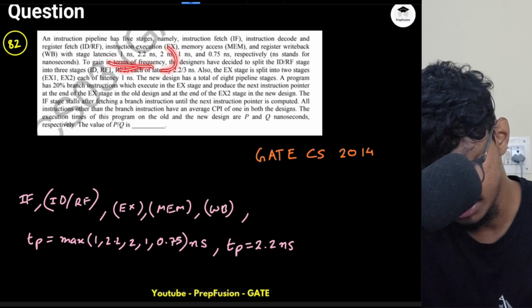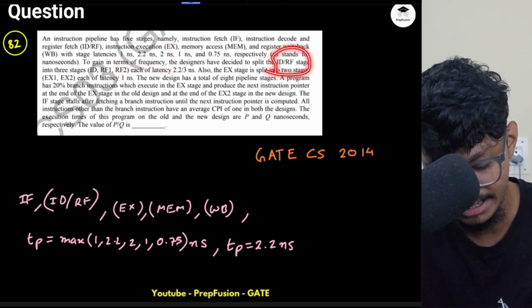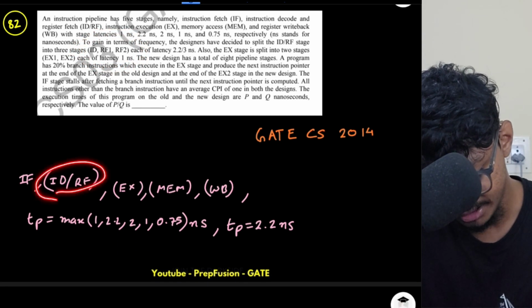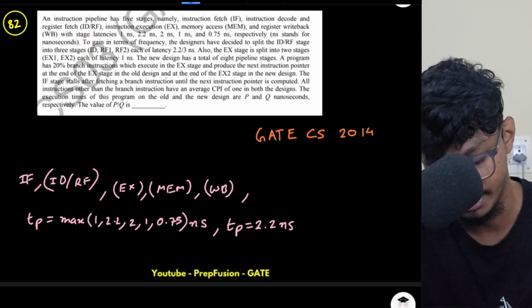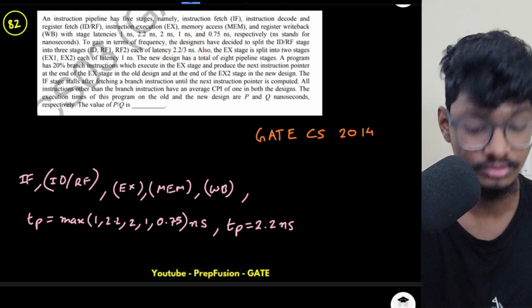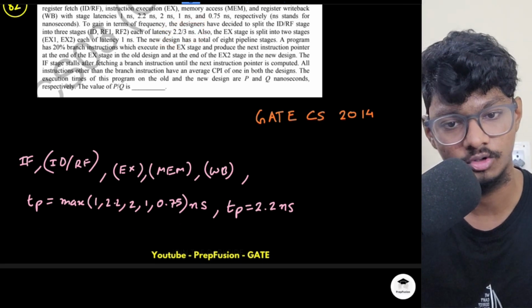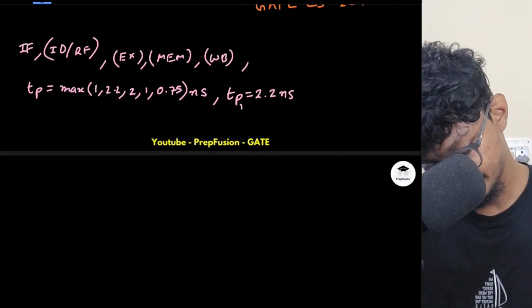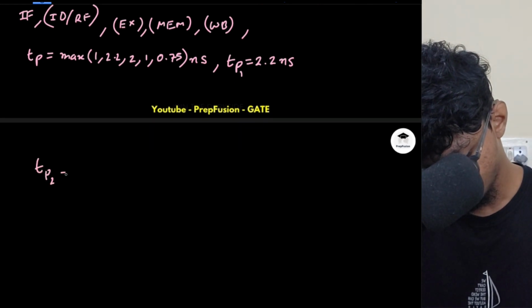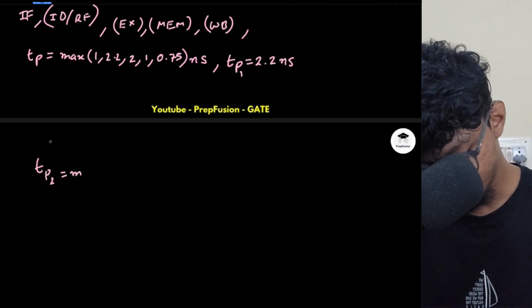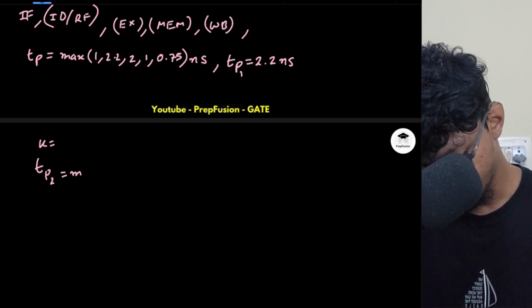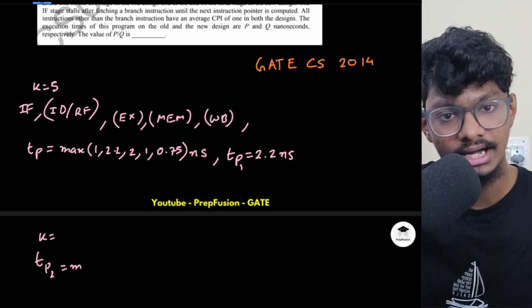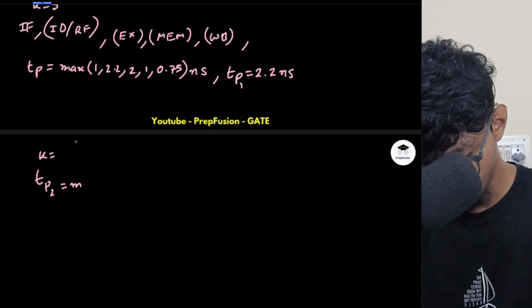To gain in terms of frequency, the designers have decided to split the ID/RF stage into 3 stages: ID, RF1, RF2. So this ID/RF phase has been split into 3 phases, each with latency 2.2 by 3. So now the highest latency of a stage has been reduced. This is TP1 actually. What will be TP2? Previously K was equal to 5. Now 2 extra stages have been added, RF1 and RF2, so it will be a total of 7 stages.